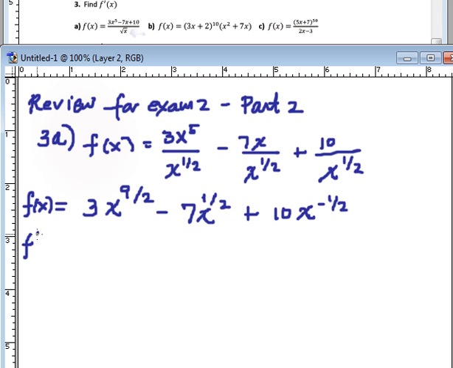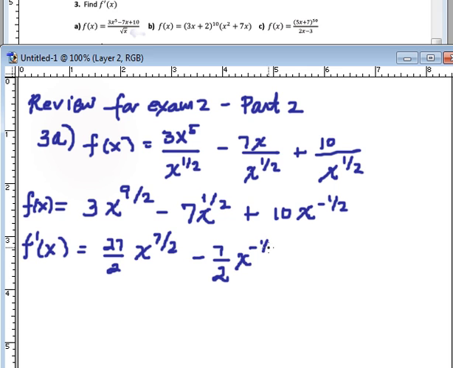Now we take the derivative. Bring down the 9/2, 3 times 9 is 27, 27 over 2, x to the 9/2 minus 2/2, that's 7/2, minus 7 over 2, 7 times 1/2, 7 over 2, x to the 1/2 minus 1, that's minus a half, minus a half times 10, that's a minus 5, minus 5, x to the minus 1/2 minus 2/2, that's minus 3/2. So there we have it, that's f prime of x. Alright, let's go to the next function.